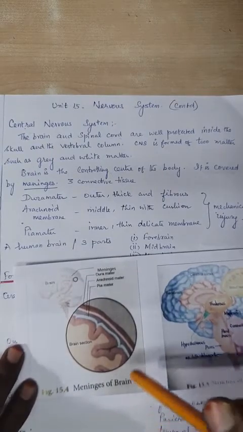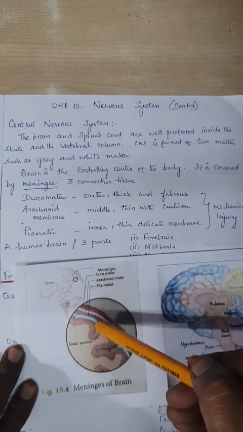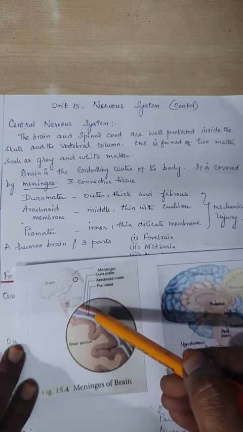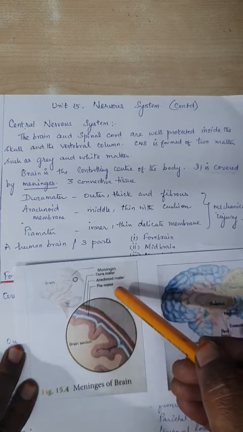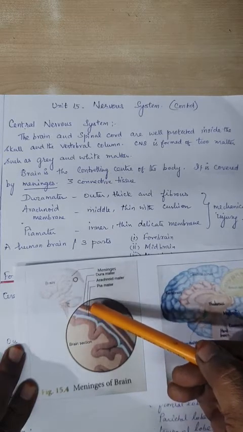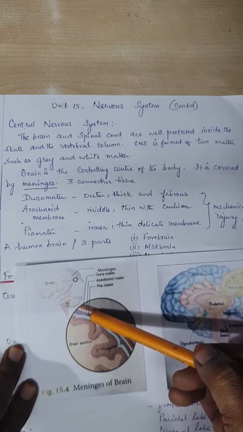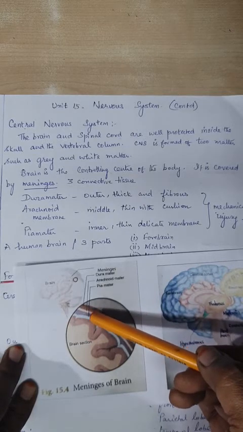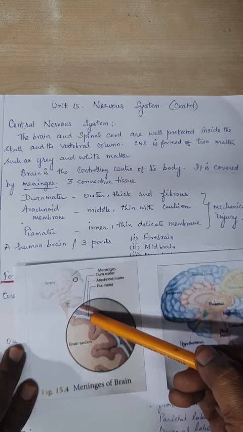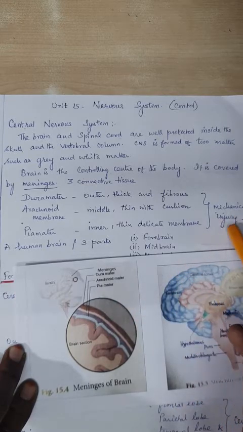Here you can see the human brain. A small portion is enlarged here. Here the meninges you can see very clearly. It is made up of three layers, I said: dura mater, arachnoid membrane, and pia mater. The outer thick fibrous layer is dura mater, the middle thin layer forming a web-like cushion is called arachnoid membrane. It is followed by pia mater, the inner thin delicate membrane. Actually, these three layers protect our brain from mechanical injury.